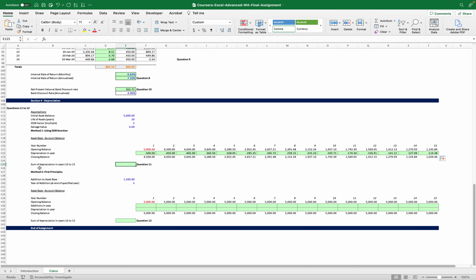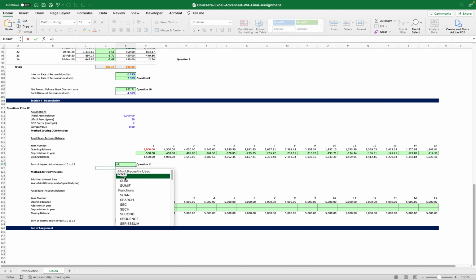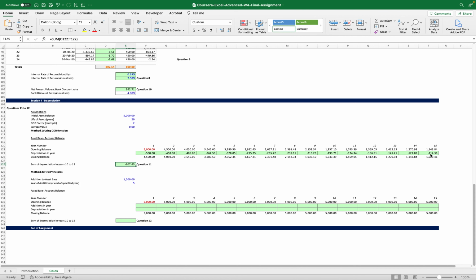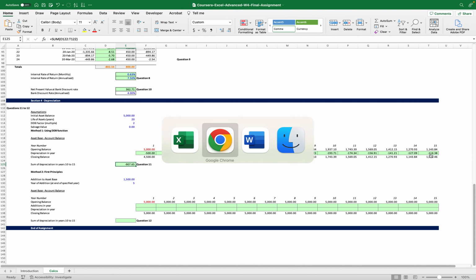Okay, and then they want the sum of years 10 to 5, so we could use that, which is $907.65.